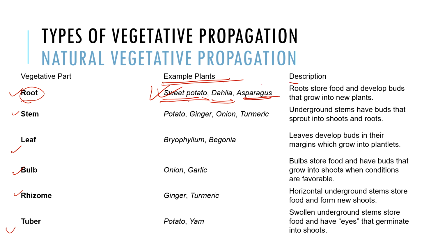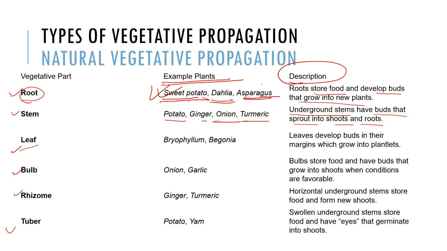So what is the description here telling? That roots store food and they develop buds that grow into new plants. Right, so the buds are developing into new plants. Now next comes the stem. From stem, potato, ginger, onion and turmeric are growing. So stem, what is it doing? These are underground stems which have buds that sprout into shoots and roots. So these underground stems have buds which sprout into shoots and roots.